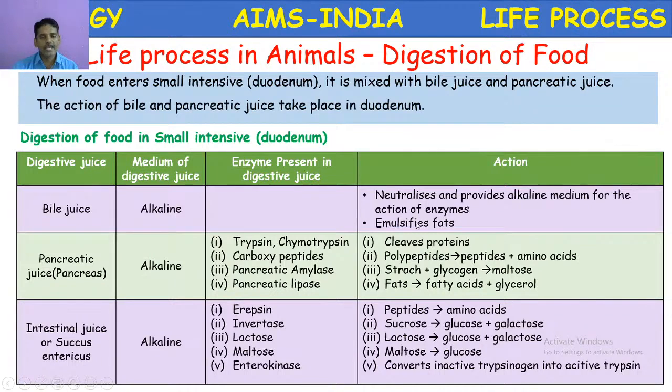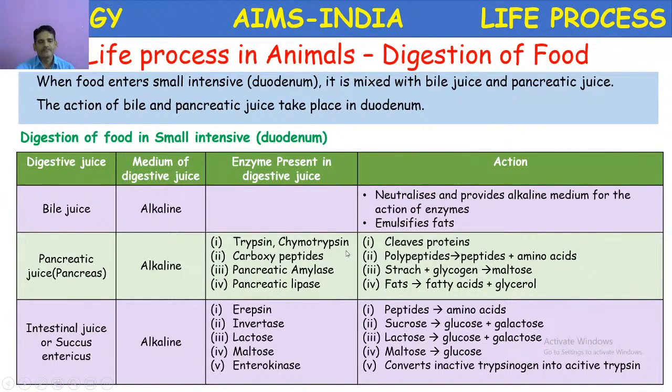by the action of bile salts. Next, pancreatic juice. From the pancreas, it enters through different ducts like the bile duct, through which bile juice enters, the cystic duct, and the pancreatic duct. Through these ducts, the enzymes reach the small intestine, the duodenum. The pancreatic juice contains several enzymes: trypsin, chymotrypsin, carboxypeptidase, pancreatic amylase, and pancreatic lipase.